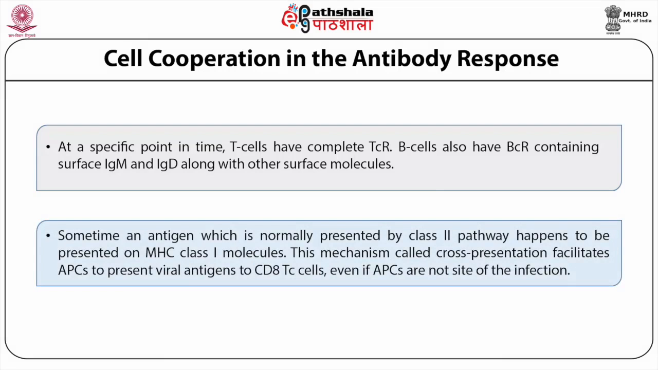Sometimes an antigen which is normally presented by the class 2 pathway happens to be presented on MHC class 1 molecules. This mechanism, called cross presentation, facilitates APCs to present viral antigens to CD8 TC cells even if the APCs are not at the site of the infection.